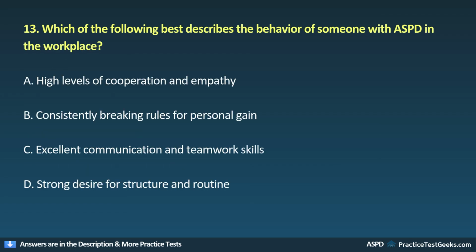13. Which of the following best describes the behavior of someone with ASPD in the workplace? A. High levels of cooperation and empathy. B. Consistently breaking rules for personal gain. C. Excellent communication and teamwork skills. D. Strong desire for structure and routine.